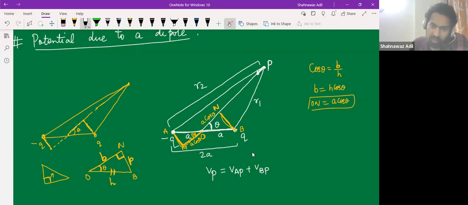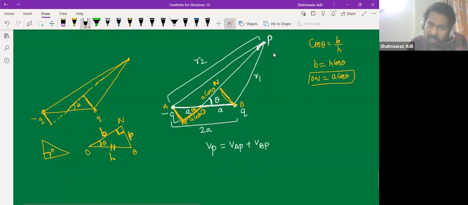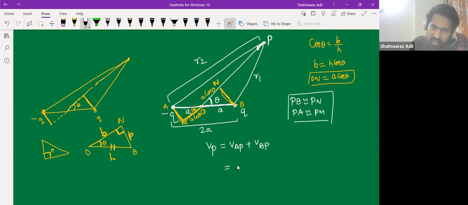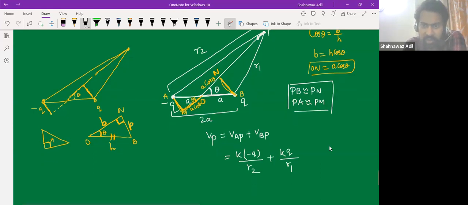Yes, sir. So then we will use the approximation that this PB is nearly equal to this PN. This is one approximation we will use. We will also use PA that is nearly equal to this PM. These things we will use at a later stage. So VAP, how much is that? That is K times minus Q divided by R2. Right? Similarly, this would be KQ divided by R1.